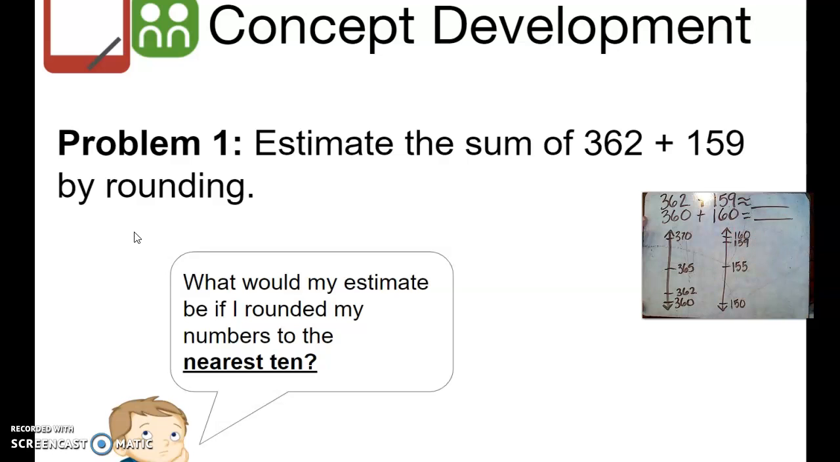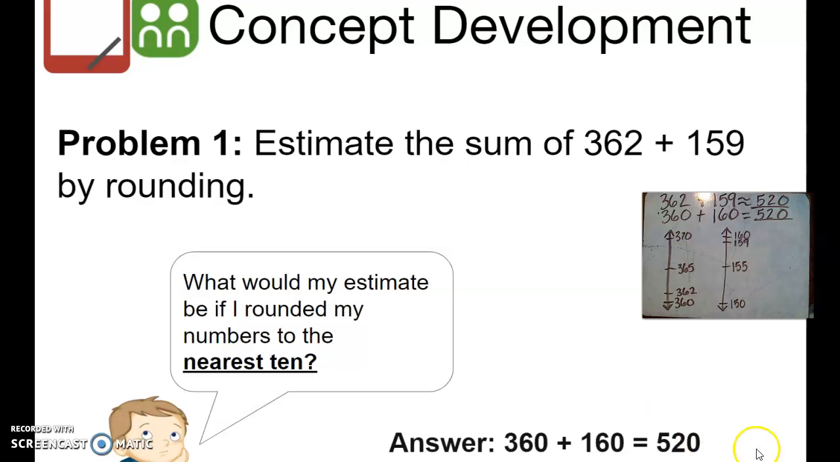Now, this is a lot easier to work with. I know that 0 and 0 in my ones place gives me a 0. 6 and 6 in my tens places gives me 120. I have a 100, a 300, and another little 100, which gives me 500. Did you say that 362 plus 159 is about 520? If you did, you would be correct. Give yourself a pat on the back if that's what you said.